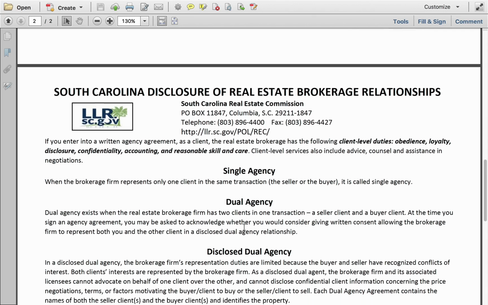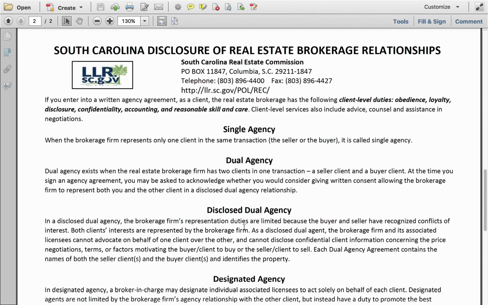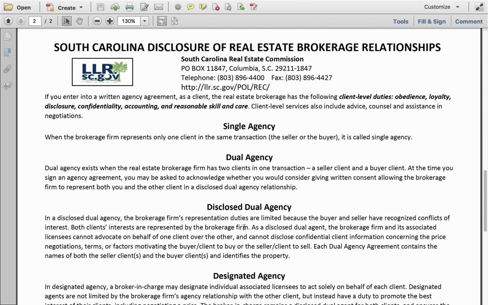This form also asks us to explain the different forms of agency. Our brokerage only has two forms of agency: single agency, meaning we go into this agreement with you with anticipation of only representing you in a transaction. However, there are times when you're going to want to buy a home that our company has listed. When that happens, it's called dual agency, where the same company represents both parties.